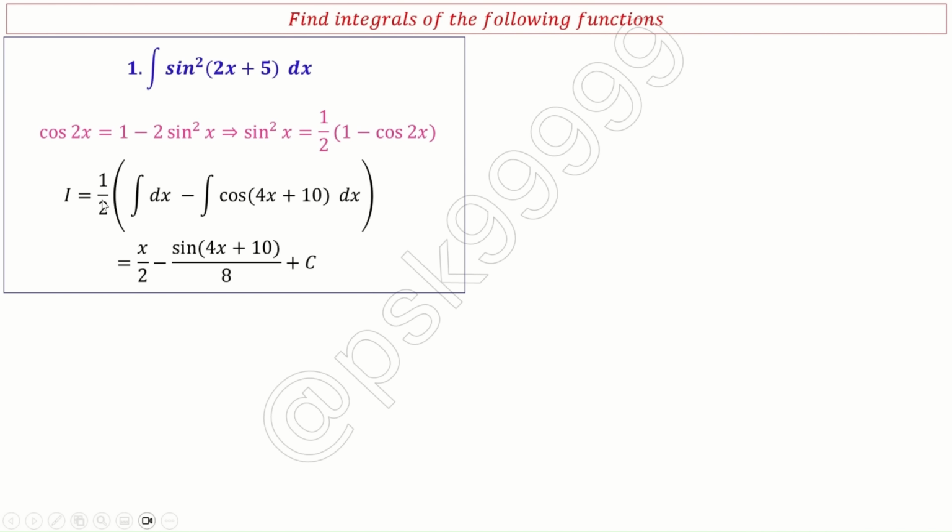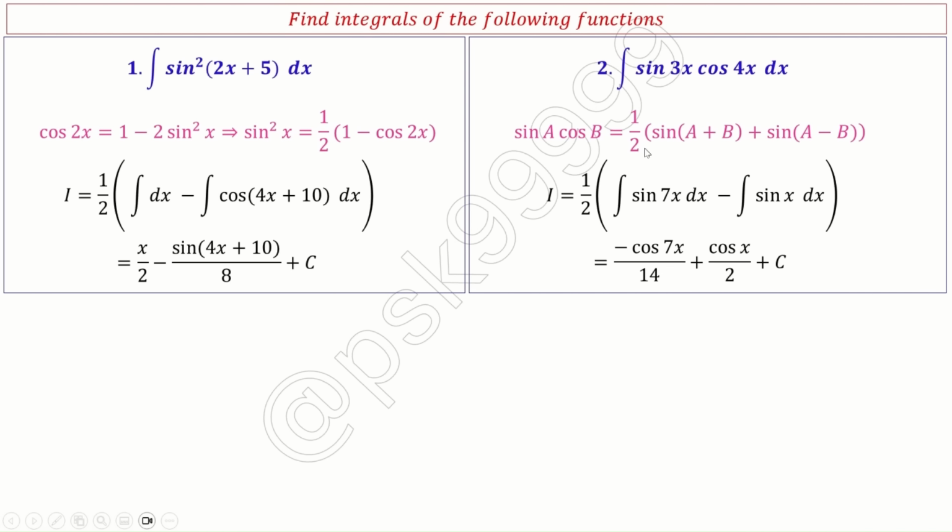So this integration is nothing but half of integration of dx, because this is 1, minus integration of cos 2x, right? Double basically, that is 4x plus 10. Now this is simple. This is x by 2, actually x into 1 by 2, x by 2 minus 1 by 2 into sine 4x plus 10 divided by 4, because the x coefficient is 4 here, so 4 will come. So 4 into 2 is 8. Okay, so hope you understand how to use the trigonometric identities to simplify and then solve the integration.